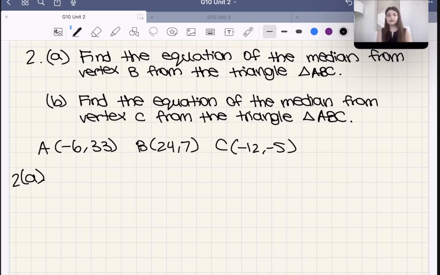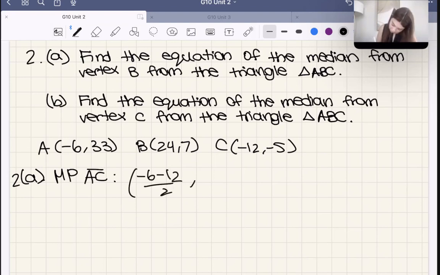So what's the first thing we need to do here? We need to find the midpoint from A to C, right? What is the midpoint of AC? What's that going to look like? Well, the midpoint of AC is going to be, let's see, negative 6 minus 12 over 2. And then over here, 33 minus 5 over 2, right?